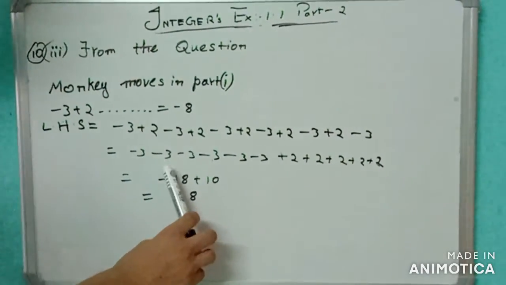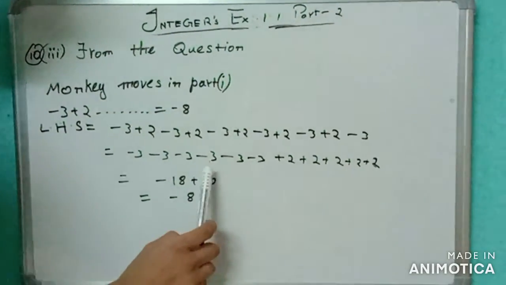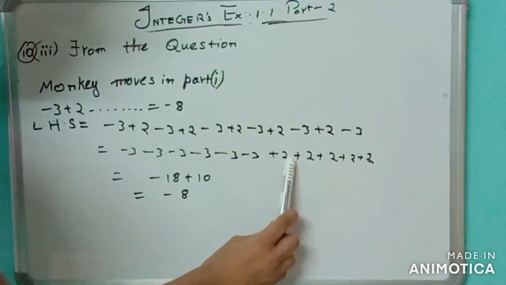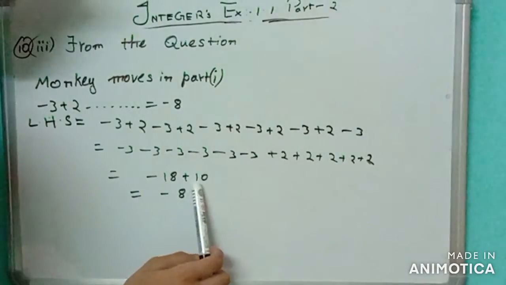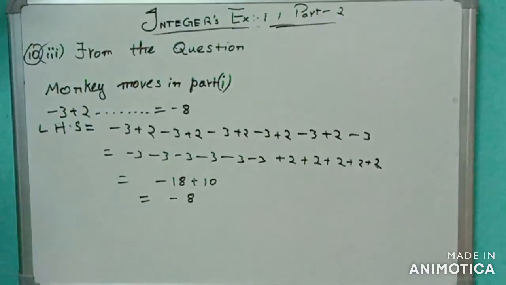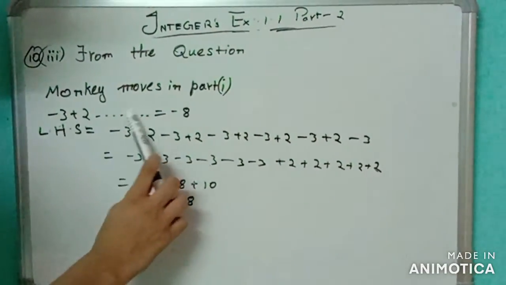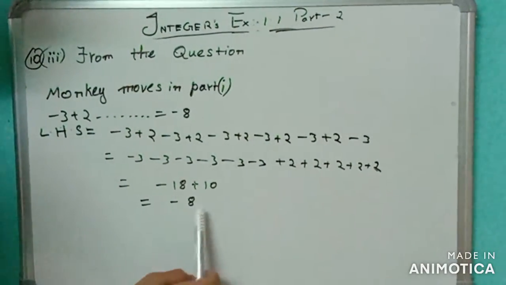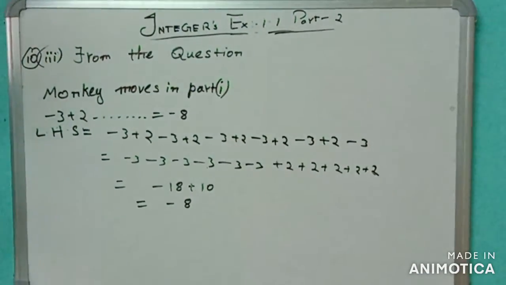So minus 3, minus 3, minus 6, minus 9, minus 3, minus 12, minus 3, minus 15, minus 3, minus 18. Now 2 plus 2 plus 2 plus 2 plus 2, up to five 2s, means 10. So minus 18 plus 10, here minus into plus is minus. So the answer is minus 8. So this is part 1. If we add these 5 terms of minus 3 plus 2 and 1 more minus 3, we'll get the value of minus 8. So let's see the monkey moves in part 2.